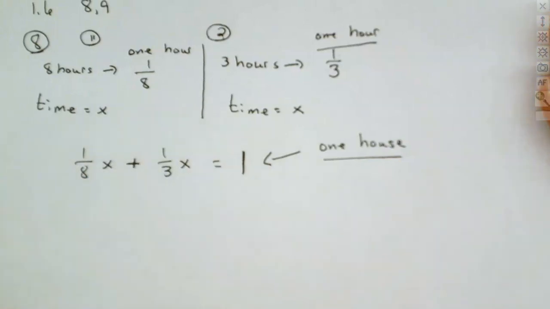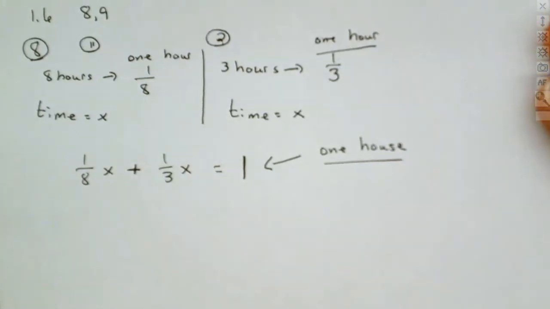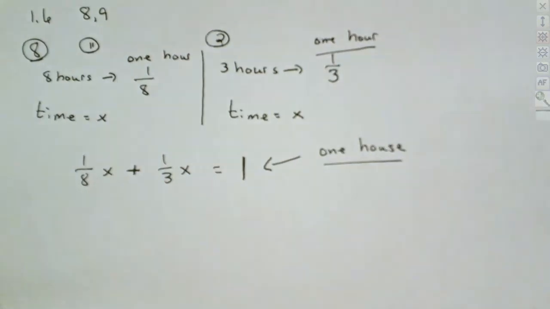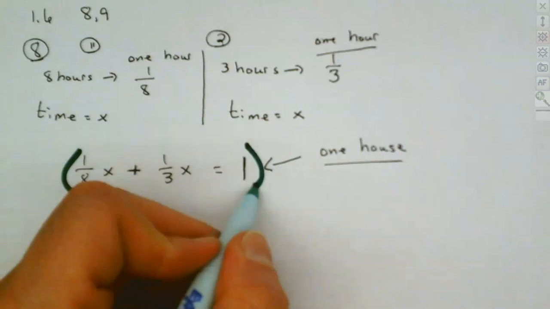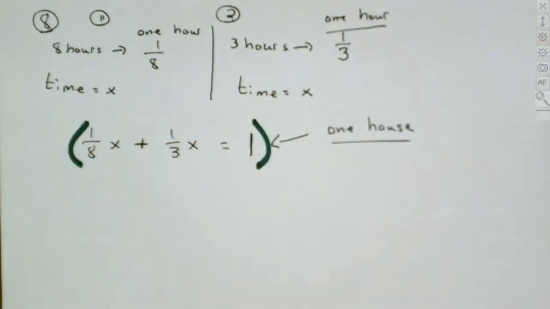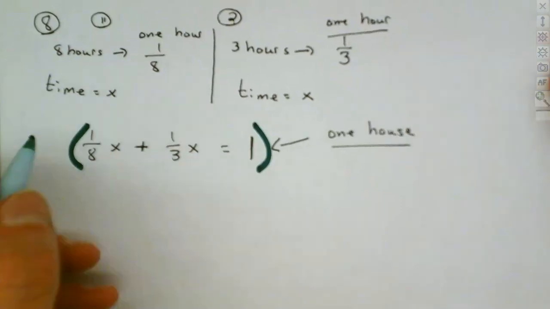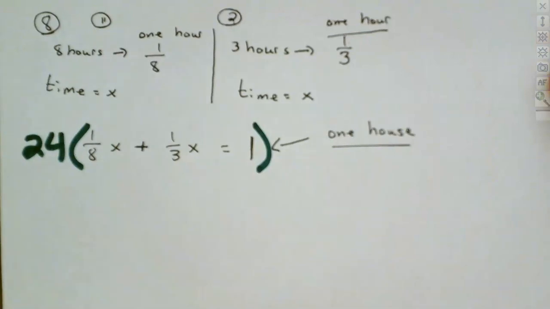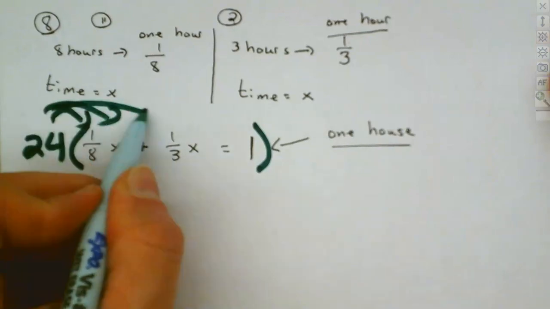Now, can you finish it from here? Yep, should be able to. What would I need to multiply everything by to clear out my fractions? Can someone tell me what I need to multiply by? What do I need to multiply by to clear the fractions? Multiply it all by what? 24. Yep, 24. Let's make sure we're on the right track here. So we'd multiply it all by 24. And you can finish it from here.